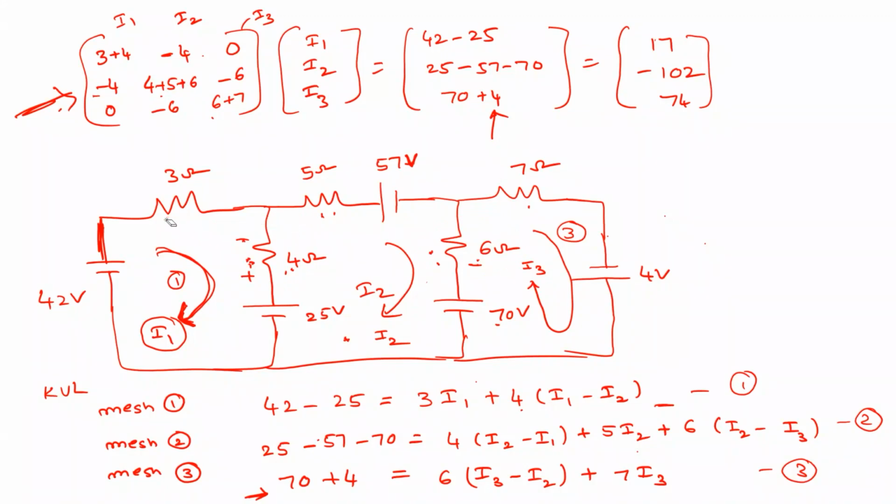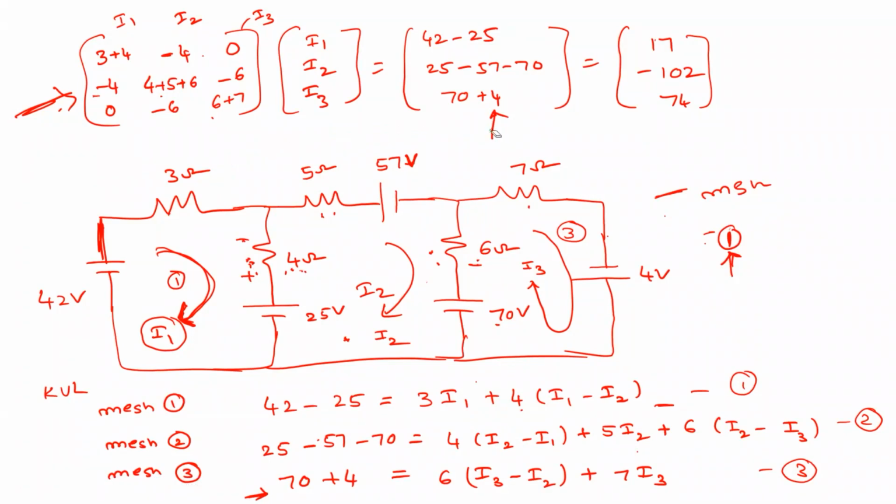There is nothing complex here, right? For example, take mesh 1. What are the resistances inside this mesh 1? 1, 2. So you have 3, 4. What is common between 1 and 2? This 4 ohm resistor. And the next element, what is common between 1 and 3? There is nothing common, so that's why 0.